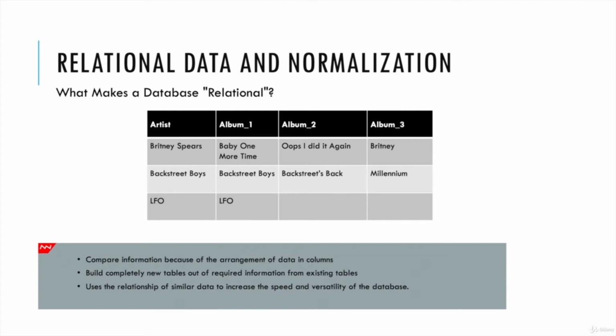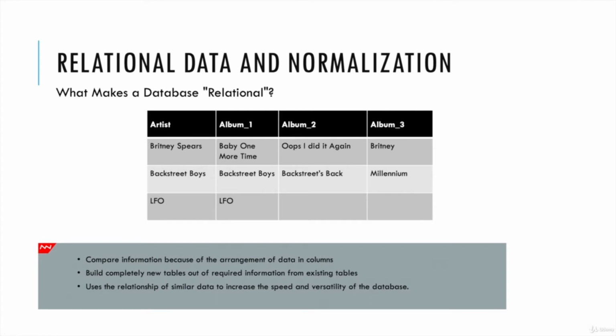So in this example, we have some data that's not really normalized. It's probably what you would call denormalized. And it has information on artists and their albums. You can see Britney Spears has 3 albums. LFO has 1 album. This seems to work fine, but what happens when Britney comes out with the 4th album and the Backstreet Boys come out with the 16th album? Then you can see how this can start to get unwieldy.